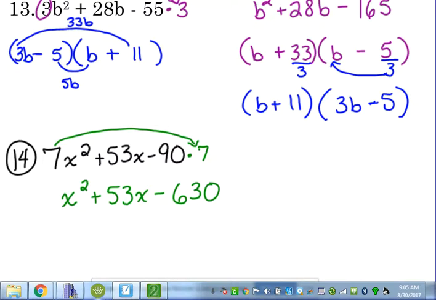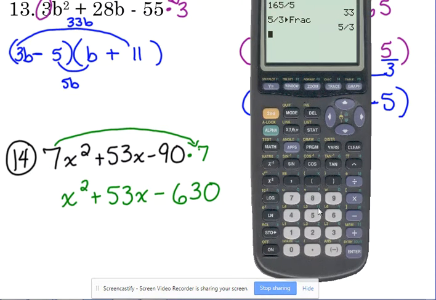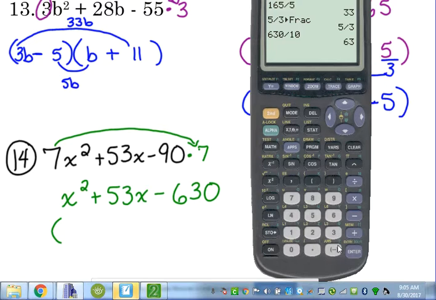All right, so 630. Well, the easy, obvious one is it ends in 0, so it's divisible by 10. When we divide by 10, we get 63. Well, we lucked out. 63 and 10, we're supposed to have opposite signs. Those are going to add to give us 53. So we can go ahead and factor this.